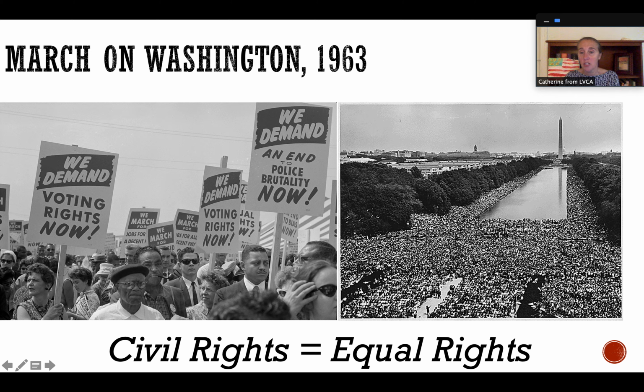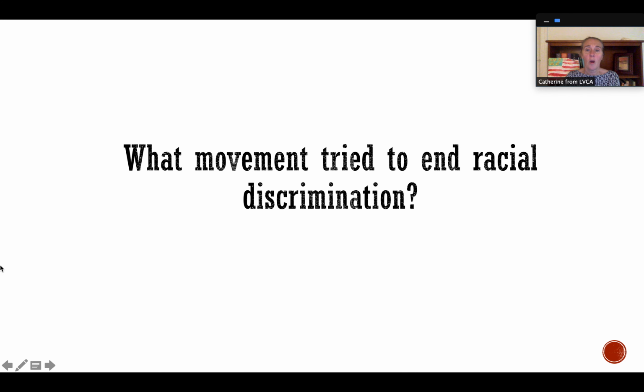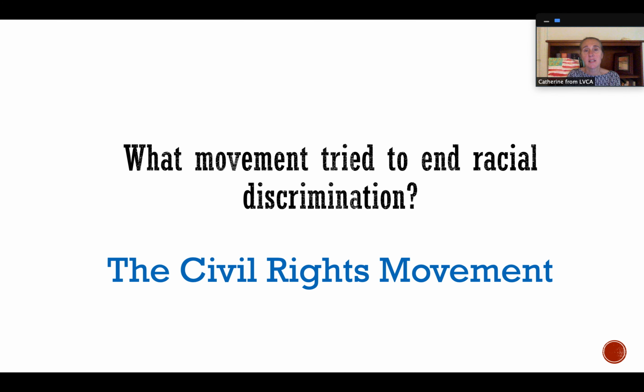This March on Washington, you can see all of this is people filling up a huge area in Washington, D.C. They've marched through the city, and then they've arrived to watch a series of speeches. What movement tried to end racial discrimination? The Civil Rights Movement.